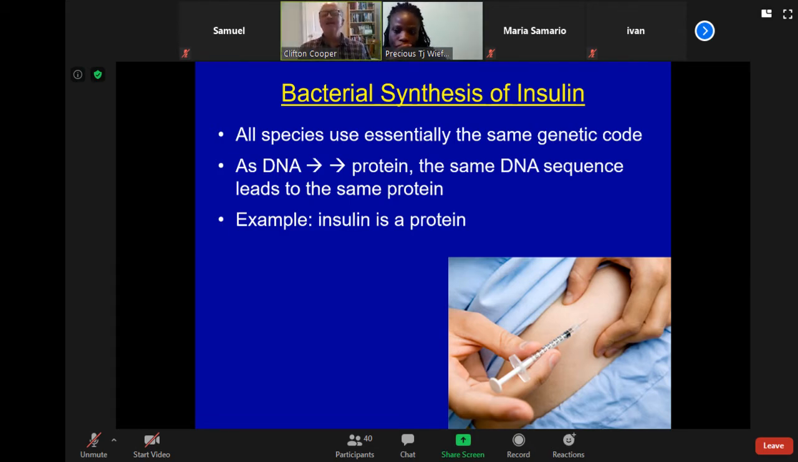Prior to, say, 1980, does anyone know where we got insulin for diabetics before we had these genetically engineered ones?